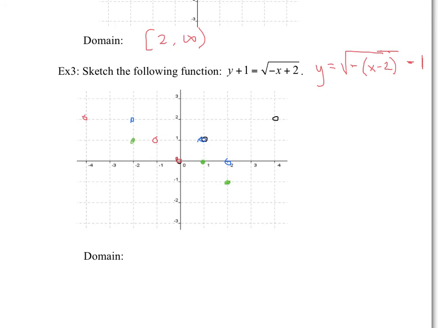Try to do my best to sketch a good graph here. That's not bad. And there's your graph. Again, looking quickly at the domain, you can easily tell that it's from negative infinity. So notice that the reflection here changed it from, instead of 0 to infinity, from negative infinity to 0. And we're going all the way to 2. And that's included. Okay?